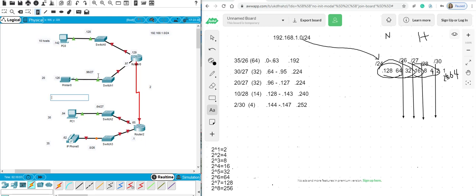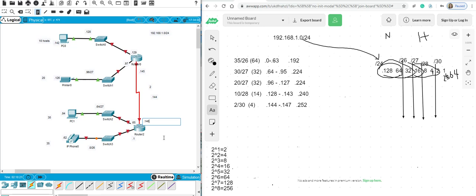Okay, so this gives me all those, and then we have our serial left. So for the serial, this is the .144 network, and then you have 145, 146, and then 147 is your broadcast.